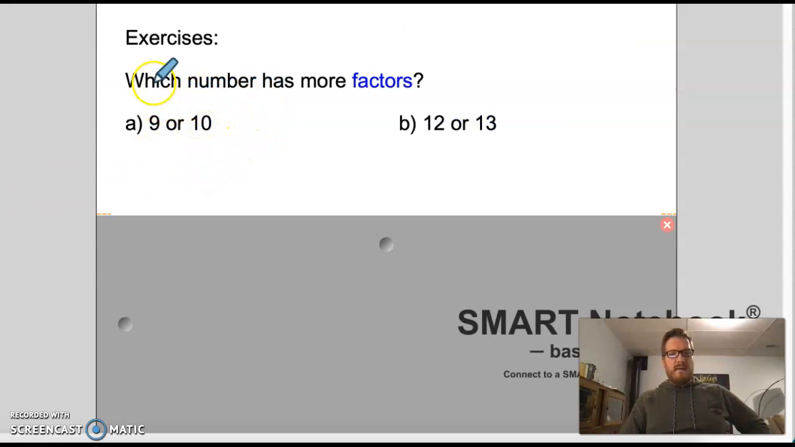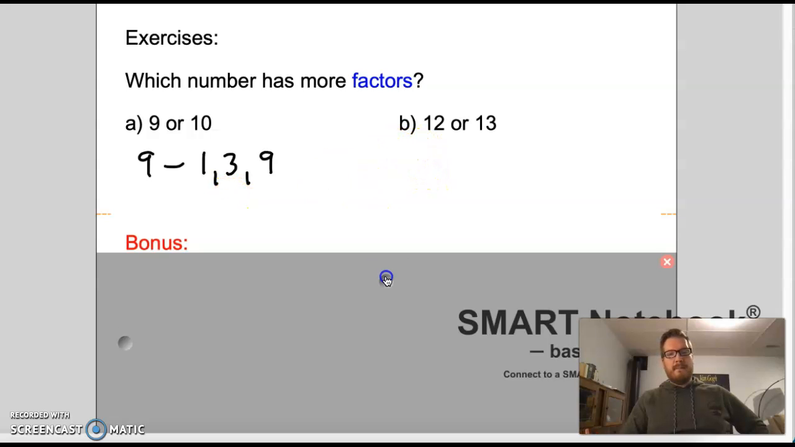So the next question here is to figure out which number has more factors, 9 or 10. Okay, and so we can start writing out the factors of 9 and say, well, I know that 1 goes in, 3 is a factor, and then 9 as well is a factor, and that's it. Those are all the factors of 9.